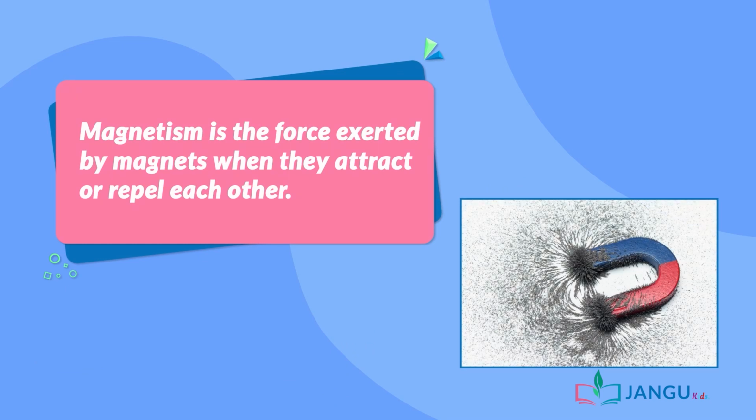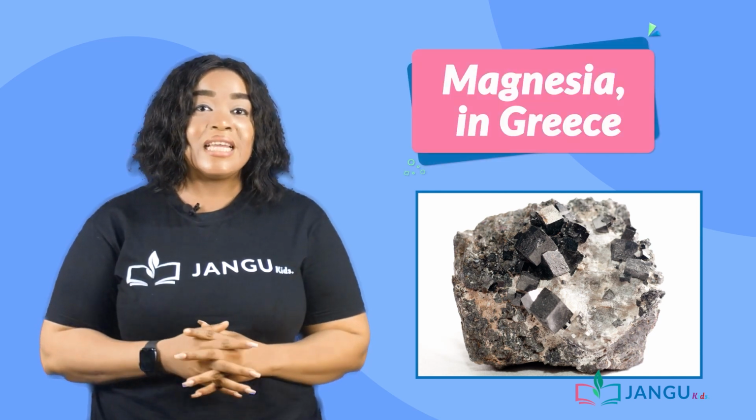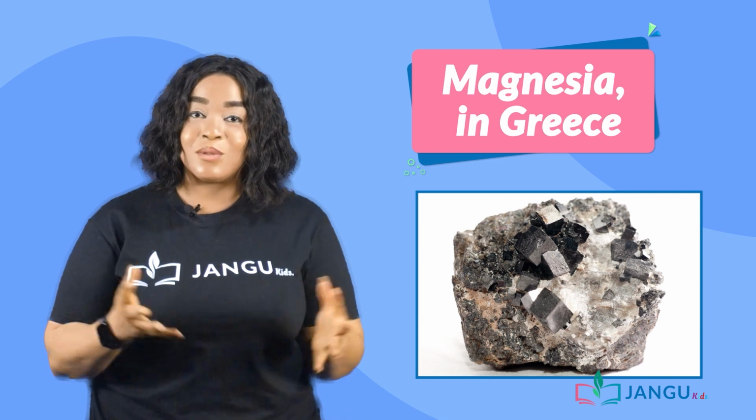Magnetism is a force exerted by magnets when they attract or repel each other. Magnetism is caused by the motion of electric charges. An example of a magnet is lodestone. A lodestone is a natural magnetized mineral. It has the ability to attract small pieces of iron and other magnetic materials. Large deposits of this natural magnet were first discovered in Magnesia in Greece, from where the name magnet was formed.